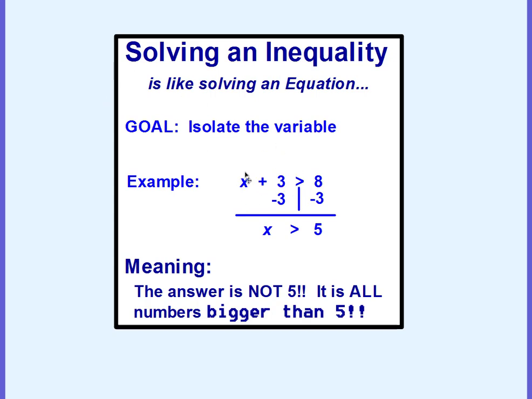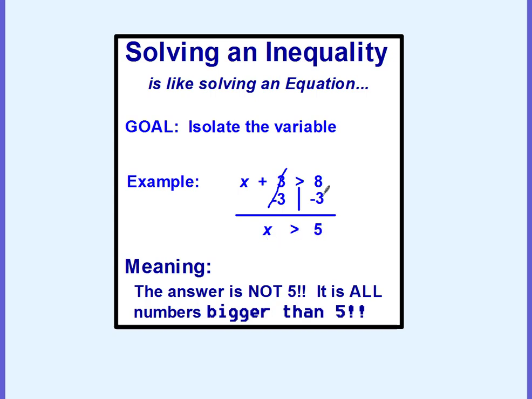Remember, to isolate the variable, we do the inverse or the opposite operation. So the opposite of adding 3 would be to subtract 3. And remember, what you do to one side, you have to do to the other side. So we're going to subtract 3 from the right side. When we do our math, our 3's zero out, and it leaves us with x on the left side. Bring your inequality symbol straight down, and 8 minus 3 is 5. So our solution would be x is greater than 5.